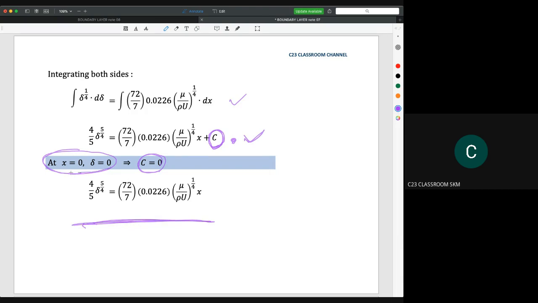So what is this boundary condition? You could imagine having this flat plate. You could draw the boundary layer there, and you could see that at x equal to 0, at the beginning, the formation of the boundary layer has not occurred yet. This means that at x equal to 0, the boundary layer thickness is still equal to 0. So we substitute this value, and we can prove that the value of C is equal to 0.